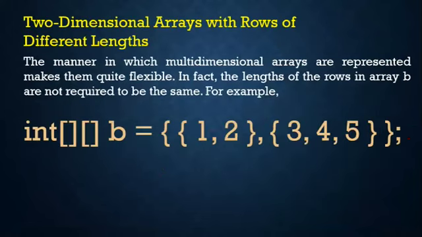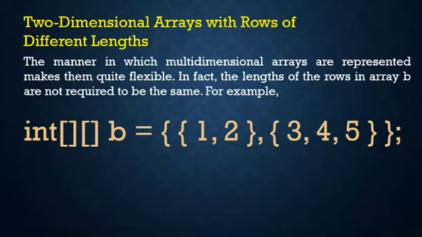Okay. Now, it says here that the lengths of the rows are not required to be the same. So the number of columns does not have to match the number of rows. It doesn't need to be 2 by 2, 3 by 3, or 4 by 4 only. It can be uneven.